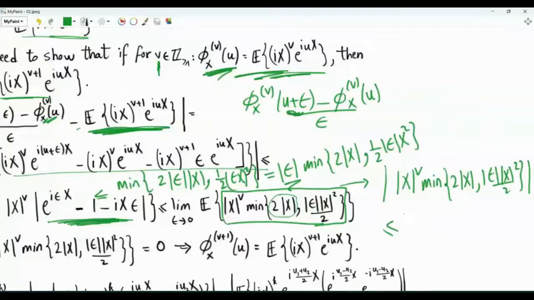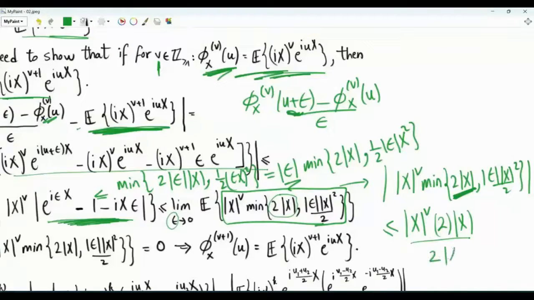This is upper bounded by the magnitude of x to the power v, and then from these two terms, we will use this one here, which is 2 times the magnitude of x. Note that in order to apply the dominated convergence theorem, we need to take whatever is inside the expectation and upper bound it in magnitude with something that does not depend on the variable with respect to which we are taking the limit. So here we need actually to upper bound using this term so that we get an upper bound that does not have epsilon in it.